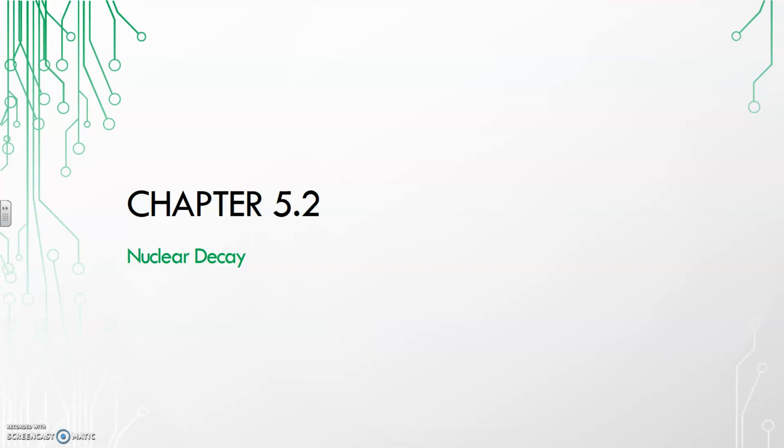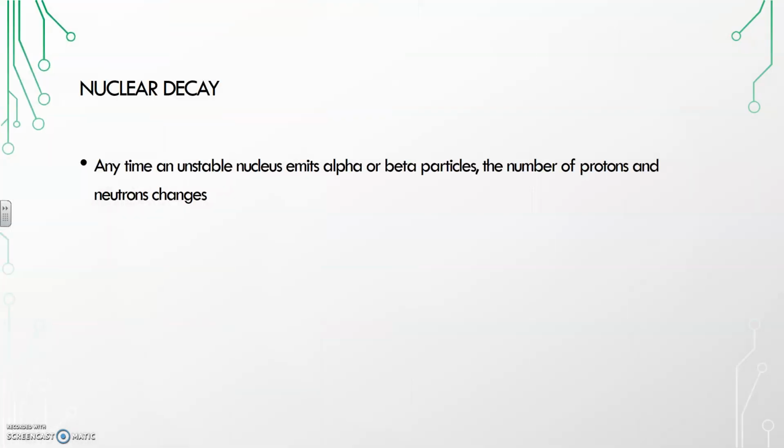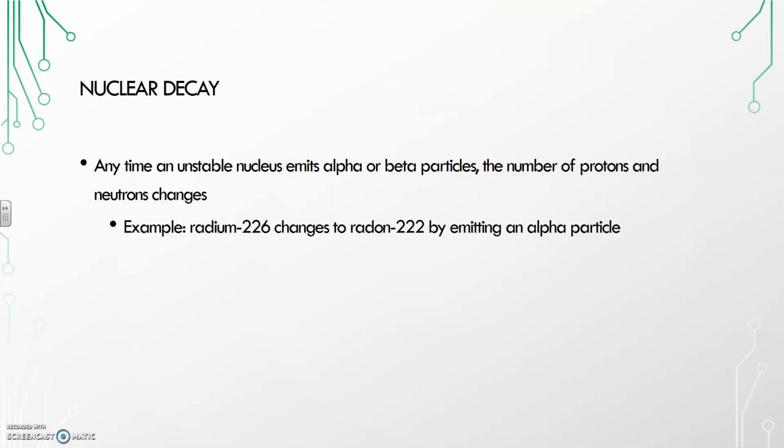In this section, we're going to talk about what actually happens in the nucleus when it goes through any type of radiation. Anytime an unstable nucleus emits an alpha or beta particle, it's going to change the number of protons and/or the number of neutrons in that nucleus. This is where it gets a little bit weird trying to think about it. For example, radium-226 is going to change into radon-222 by emitting an alpha particle.